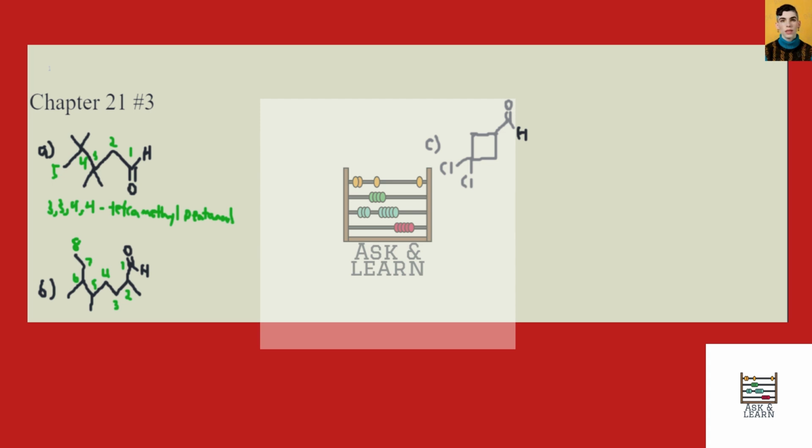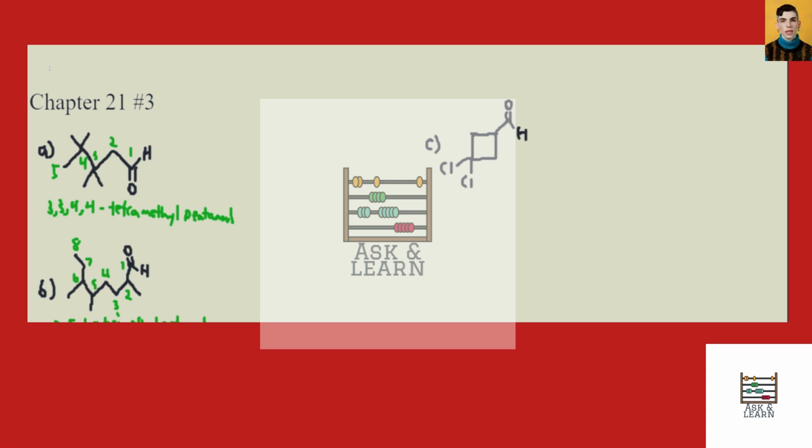And then we just need to name the substituents. It looks like we have methyl groups at carbons 2, 5, and 6. And so this will be 2,5,6-trimethyloctanal.